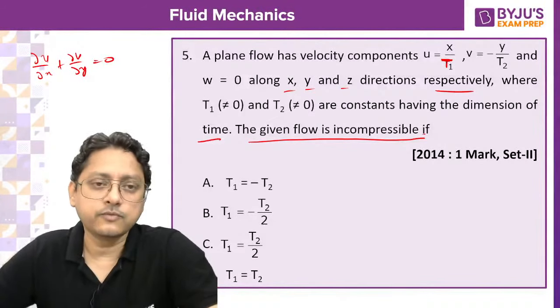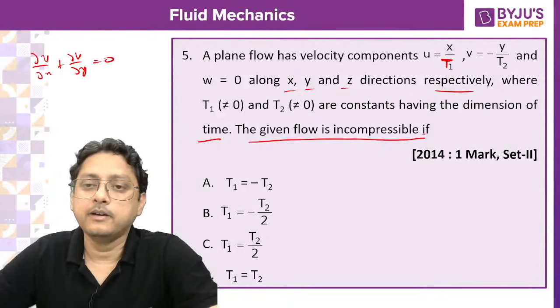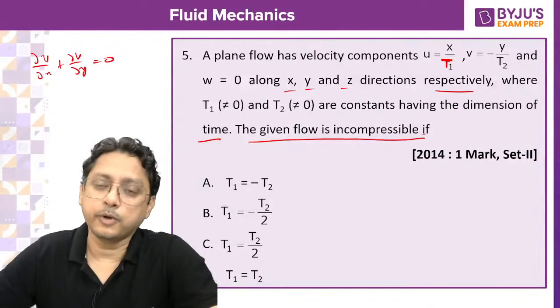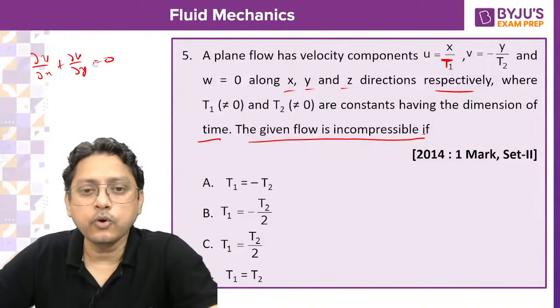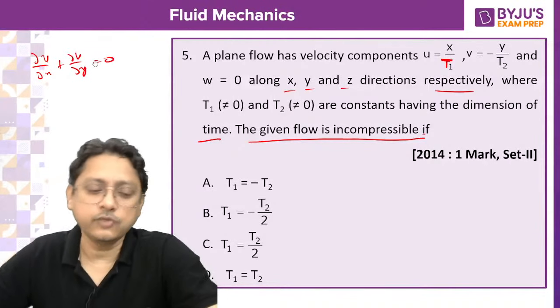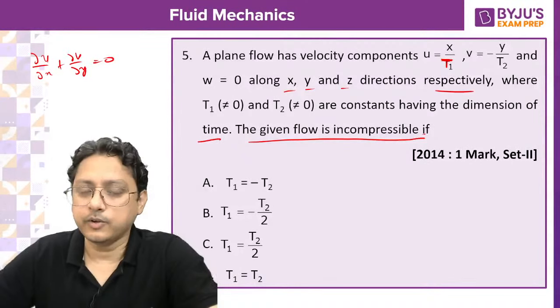W component is 0, no? Otherwise, the continuity equation would be del u by del x plus del v by del y plus del w by del z equal to 0. W they have already given, no component in the w direction. Now, a flow exists only if it satisfies the continuity equation.